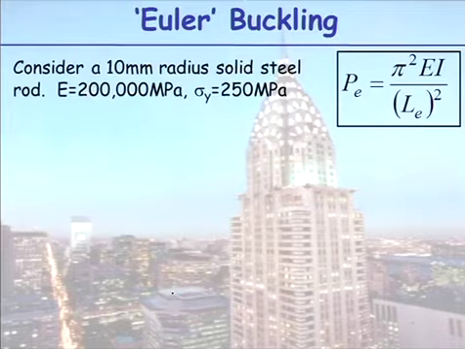Okay, so just very quickly, let's do some calculations here. We have a 10 millimetre radius solid steel rod. We're told the yield stress. We're given the Young's modulus. We're just going to calculate the buckle load here for various different lengths. So we really should say, draw the buckle curve.